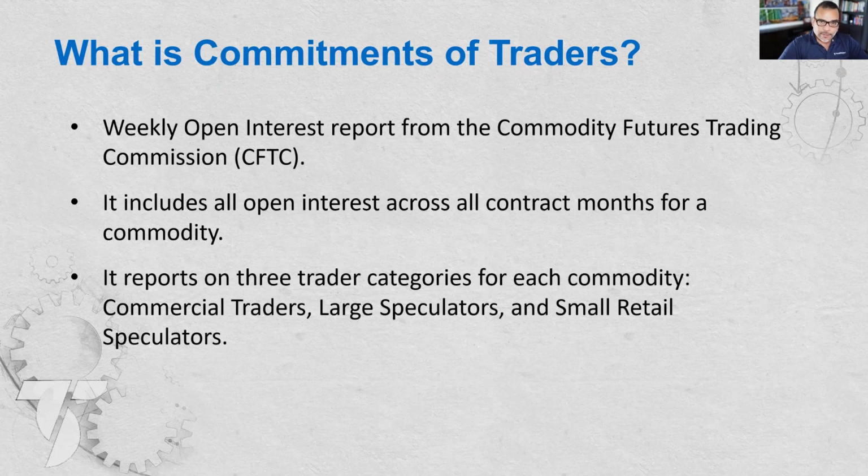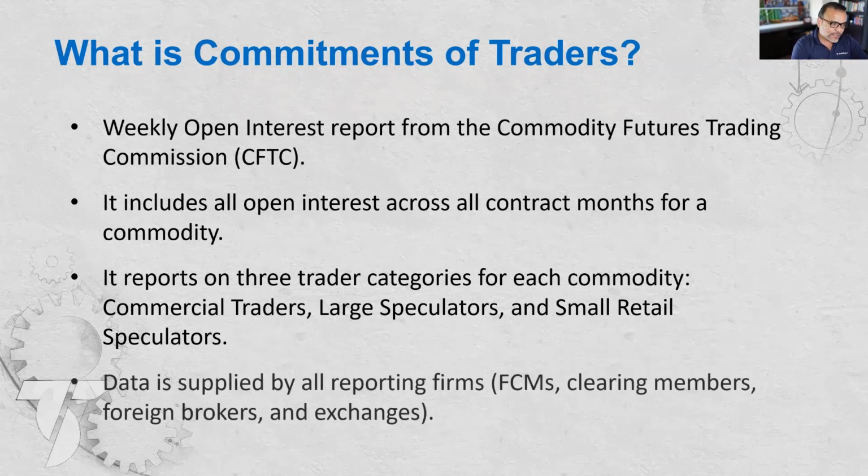The Commitments of Traders report gives you information on 3 different trader categories: the commercial traders, large speculators, and small retail speculators. There's a slide here where we talk in more detail about what each of these categories are. It's interesting that the report classifies the trades in 3 different categories, and the person meeting the threshold has to report it so that the CFTC knows what category of trader they are. We'll go into explaining what each one of these categories are.